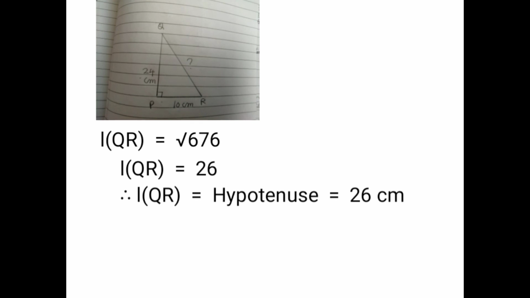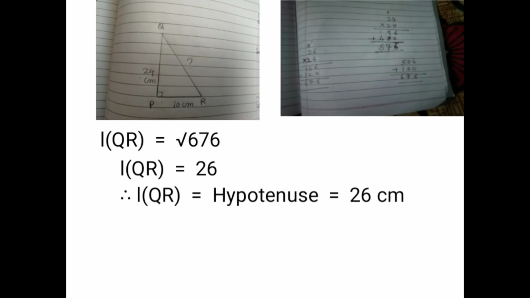You have to solve this sum like this. This is a very easy method. Please do it. 26 into 26 is 676. Square of 26 is 676. When you find the square root, it becomes 26.